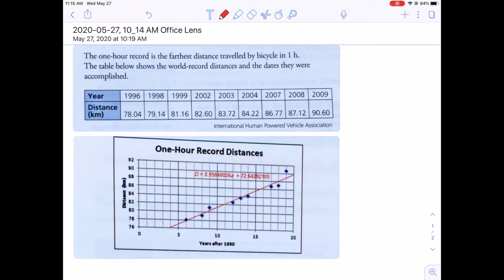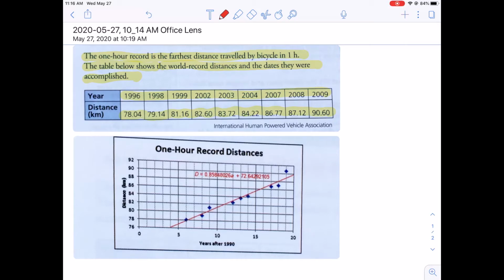Hello, today we will learn about scatter plots and the line of best fit. Now I've got a set of data, let me highlight it. The 1 hour record is the farthest distance traveled by a bicycle in 1 hour. The table below shows the world record distances and the dates they were accomplished. It's from 1996 all the way to 2009, and this is the distance covered in different years.